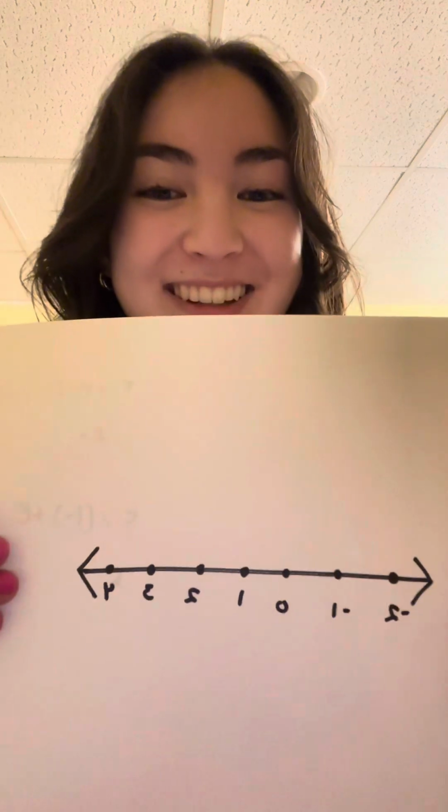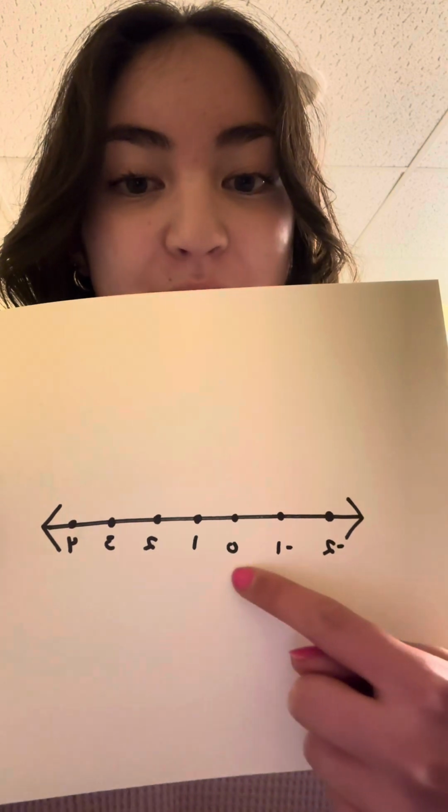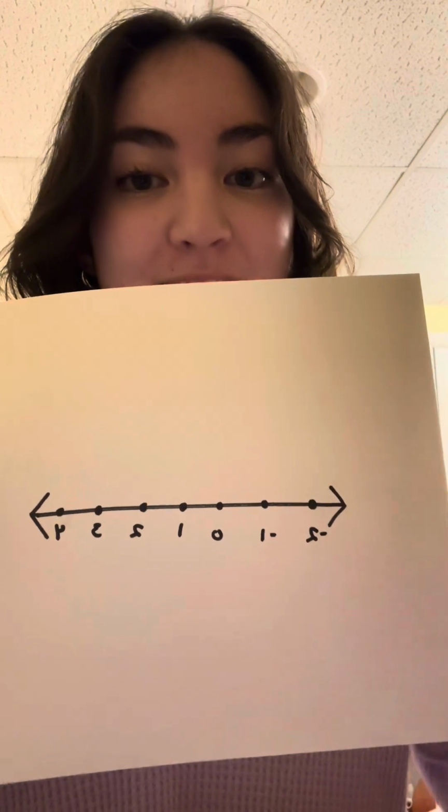So what is a negative number? By definition, it is less than 0. It is also located to the left of 0 on the number line. Hopefully you can see this, because you can see here's 0, and there's -1 and -2. So negative numbers by definition are less than 0.